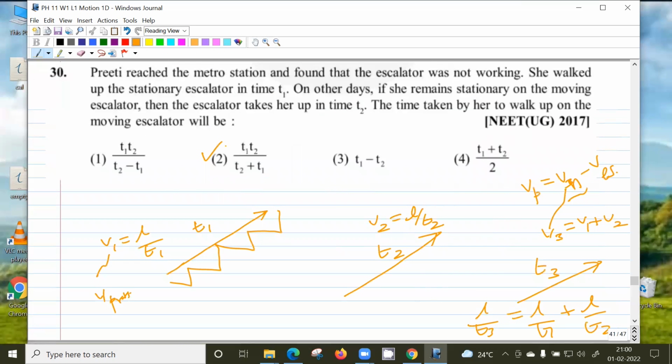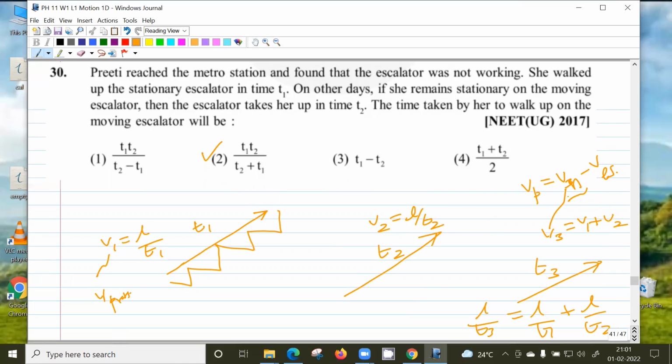See, the one which is not changing from situation 1 to situation 2 to situation 3. Actually, situation 2, she's standing stationary. One thing which will not change is velocity of PT. Velocity of PT will be same whether the escalator is working or not. Is that clear? Yes, sir. She will climb up with the same speed irrespective of whether the escalator is moving or not. So here, V1 is same as velocity of PT. Okay, V2 is the velocity of the escalator because she is not moving, only escalator is moving.